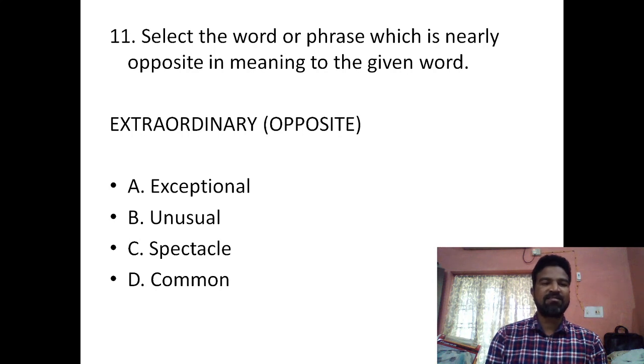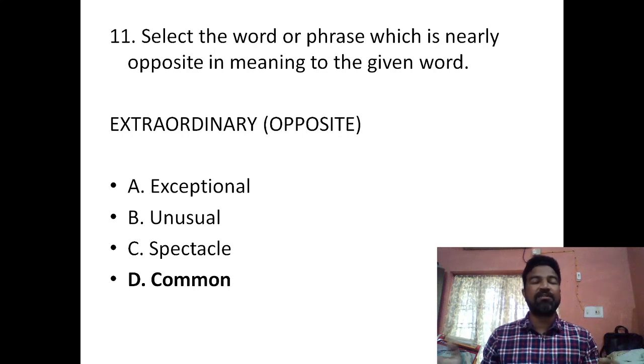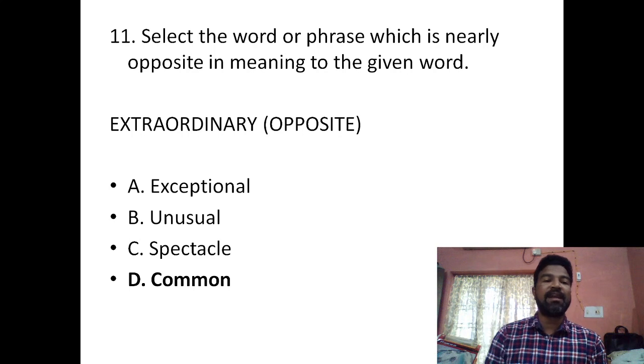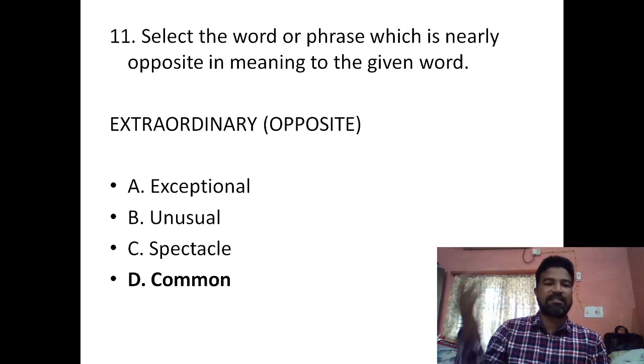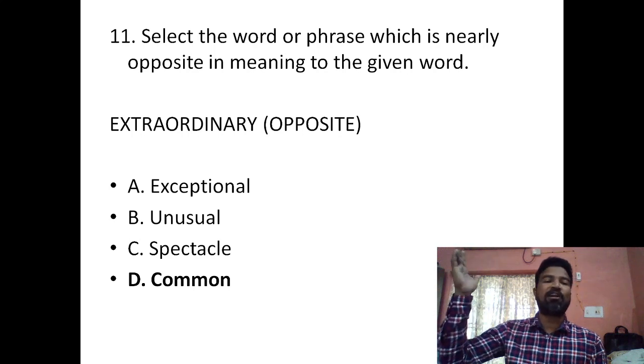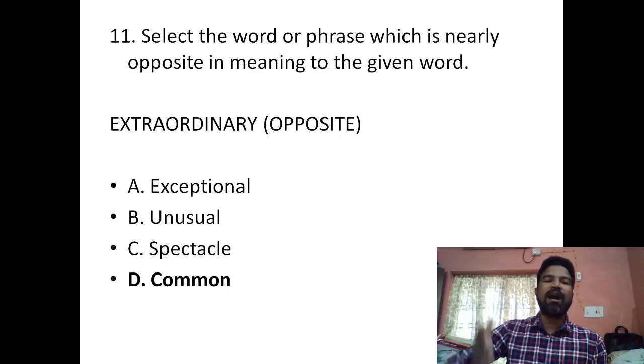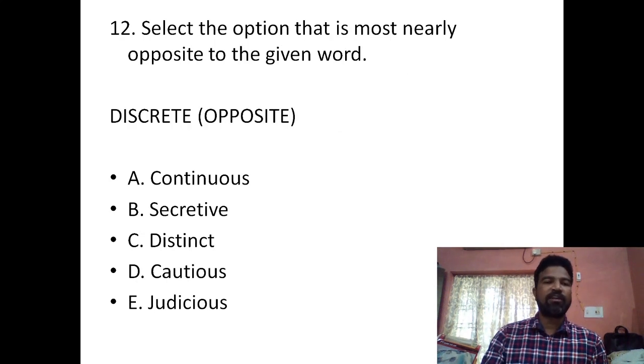Made any guess? Well, here we go. The opposite of extraordinary is option D, common. Extraordinary means beyond the ordinary, which is something really big, really great. So extraordinary means something exceptional, very, very exceptional. So the opposite is common. Very simple, common. Extraordinary means beyond the common, uncommon, very high, very great in size. But the opposite of extraordinary is common. Moving on to the next question.